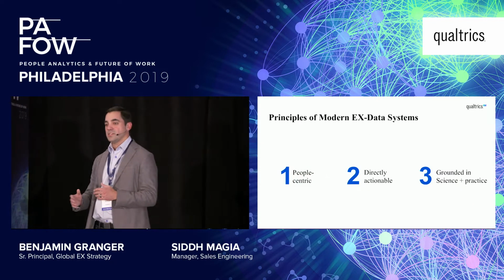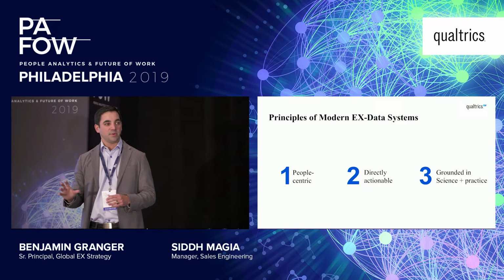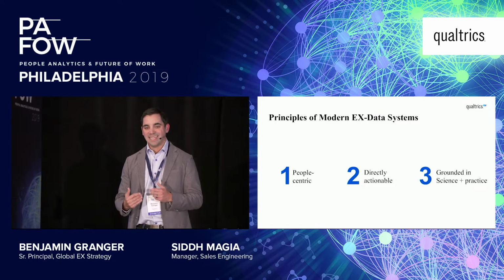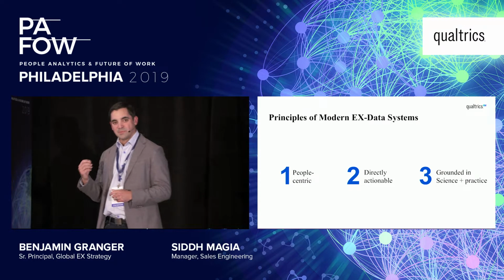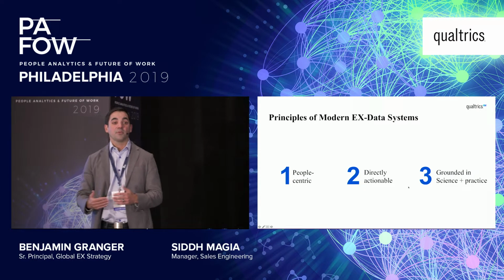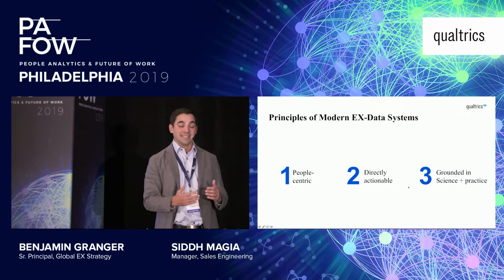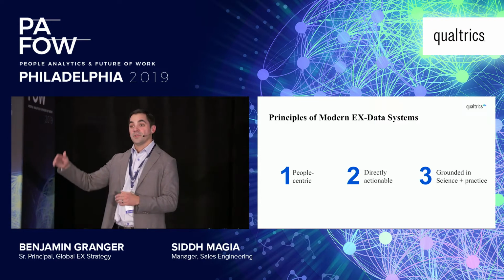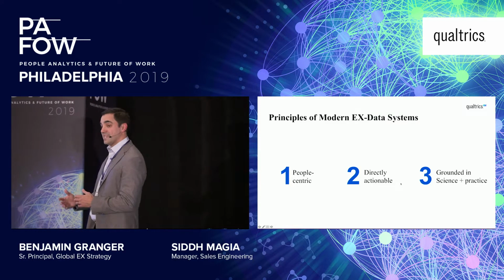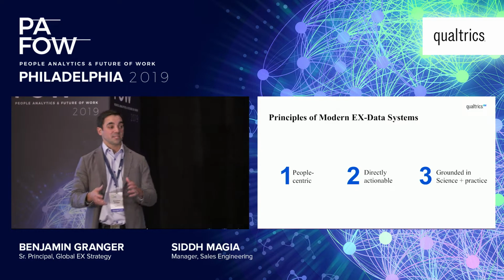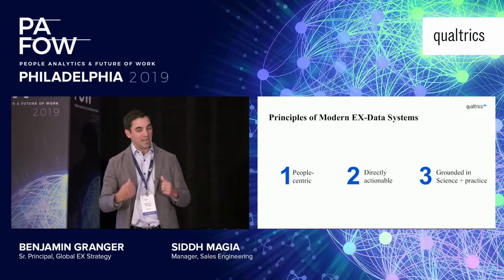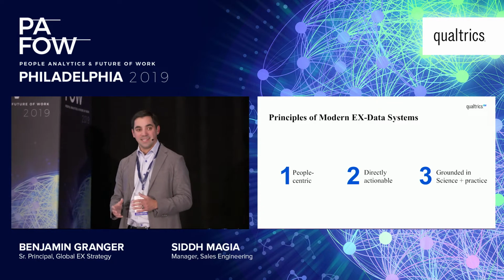So today, our presentation is going to focus on three principles that make a strong, modern employee experience data system. The first is that it's people-centric. It's focused on the experiences of the employees themselves. In other words, we ask them for their feedback at times that matter to them, as opposed to only surveying employees when it's convenient for the organization. The second is that it's directly actionable. So these systems collect this raw data from employees and they turn it into actionable insights. And then my favorite, finally, grounded in science and practice.